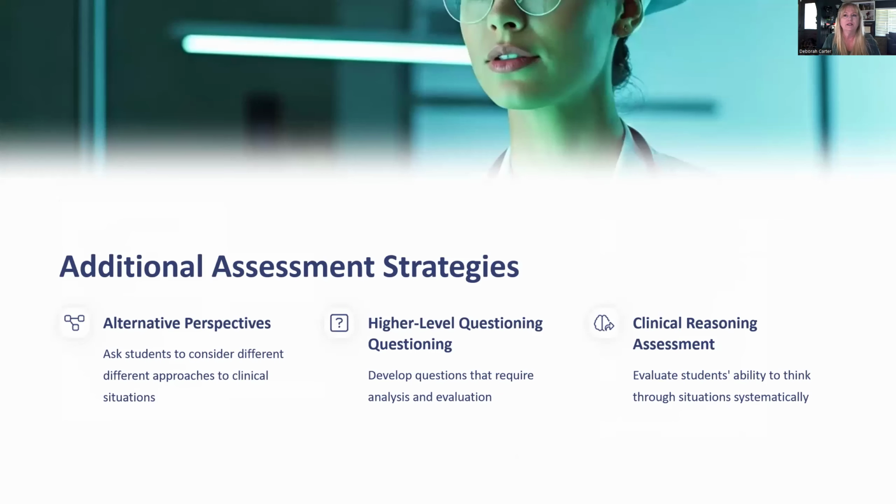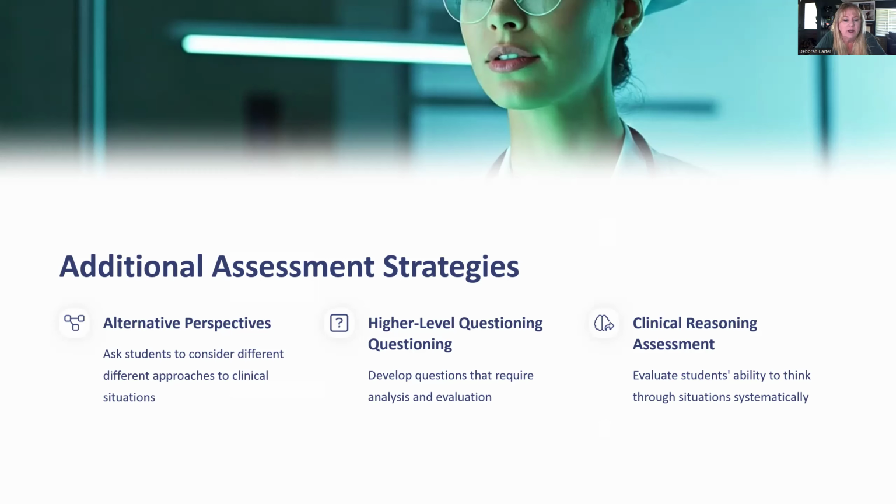Okay, alternative assessment strategies and methods. Perspective questions, asking students to analyze from multiple viewpoints. It can help comprehensive understanding and also maybe some ethical or empathy. Higher level questioning, make sure you incorporate questions that require analysis, synthesis, evaluation, not just simple recall. Push them deeper.